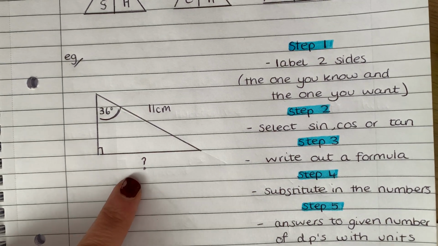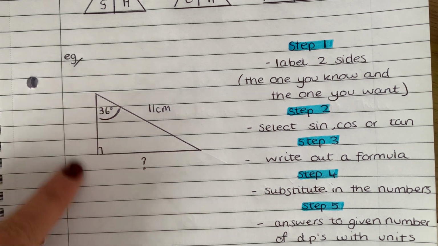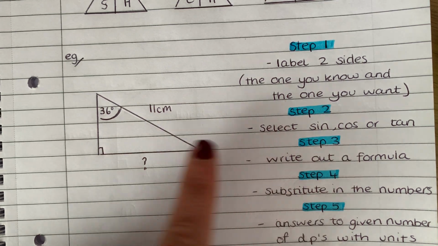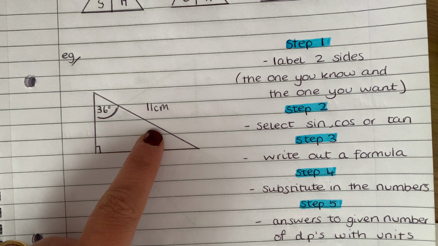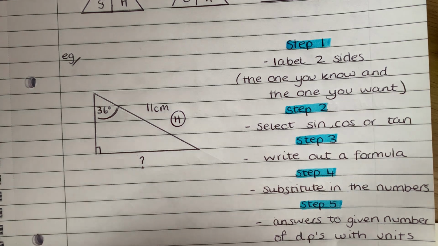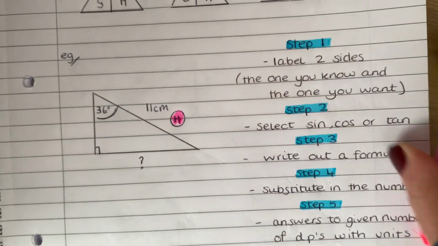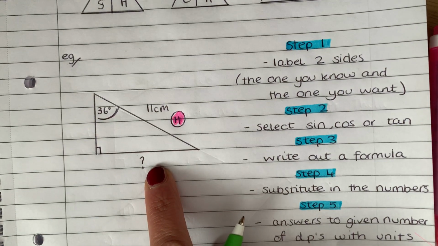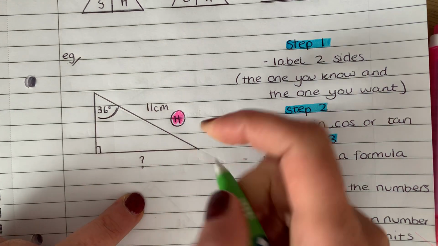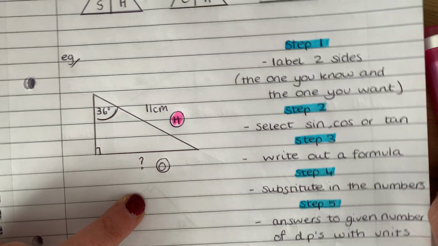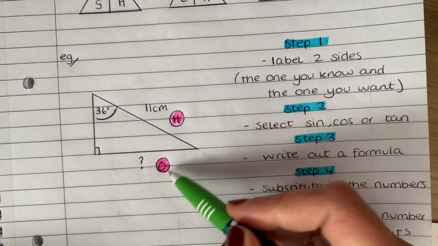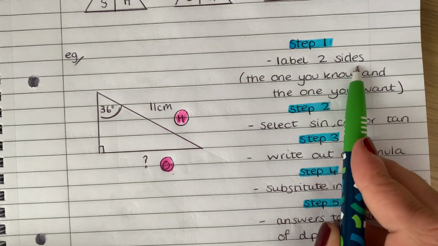So we're going to do this example together. Right, so make sure that this one's out in your exercise book as well. So I want to label the one I know and the one I want to know. So I know this one here, so I know that this one is called the hypotenuse. And then I've got the one that I want to know. So the one that I want to know is down here. Now, this is the angle in the question. So I can see that it's opposite. So I've got opposite and hypotenuse. Right, so that's step 1, label 2 sides.